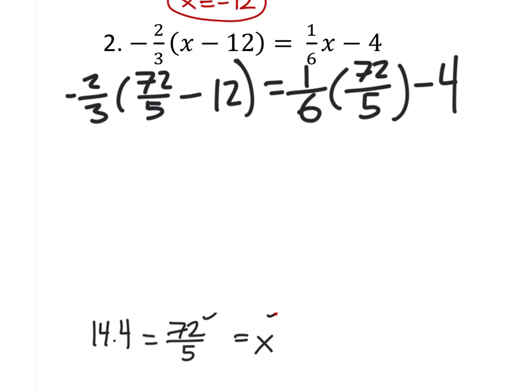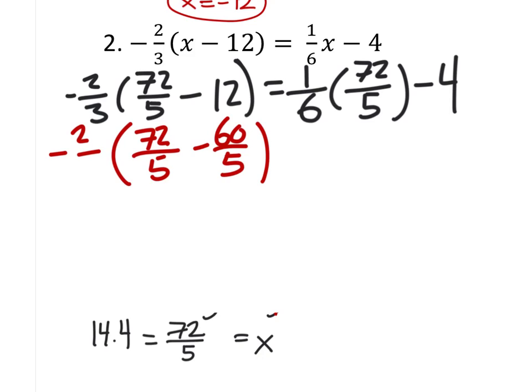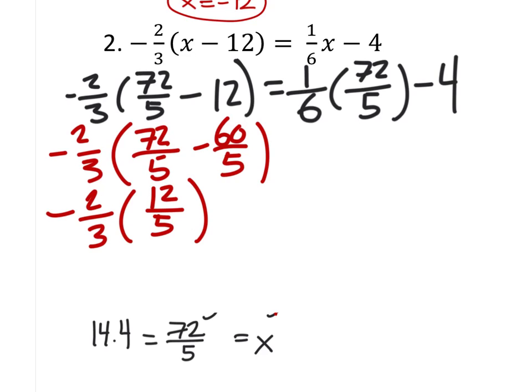Alright, now continuing with the order of operations, again I'm just focusing on the left side. I'd have this 72 fifths minus, with a common denominator, would have 60 fifths in parentheses there. This will eventually all be multiplied by negative 2/3. But I get a negative 2/3 times, this is going to be 12/5. Multiplication of fractions, I'm just going to multiply the two numerators. 2 times 12 is 24. And 3 times 5 is 15. And if I wanted to, I could simplify this, would get a negative 8/5.